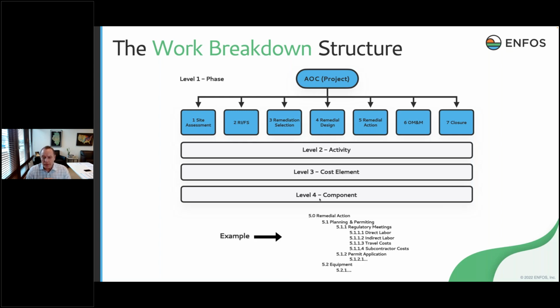So what I'm showing here is a detail of an example 4-level work breakdown structure for remedial action. You can see I've got remedial action as my level 1 phase. My level 2 is the activity called planning and permitting. I have another level 2 called equipment. I have a level 3 called regulatory meetings and permit application. And then my level 4 component, you can see I've got direct labor, indirect labor, travel, subs.